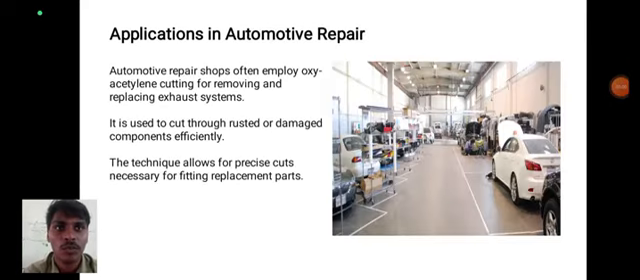Application in automotive repairs. Automotive repair shops often employ oxyacetylene cutting flames for removing and replacing exhaust systems. It is used to cut through rusted or damaged components efficiently. The technique allows for precise cuts necessary for fitting replacement parts.